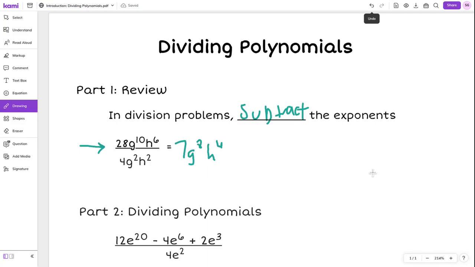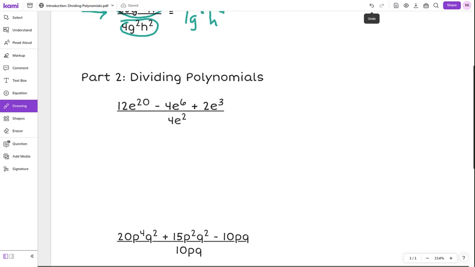That's going to be the main thing we do in today's lesson. The only difference is instead of dividing a monomial, so dividing one term by one term, we're going to be dividing a polynomial, which means there are multiple terms I need to divide. When I look at this problem down here in part 2, I have 1, 2, 3 terms at the top that I am dividing by 4e squared. When that division line goes across the entire problem, it means we are dividing everything by 4e squared.